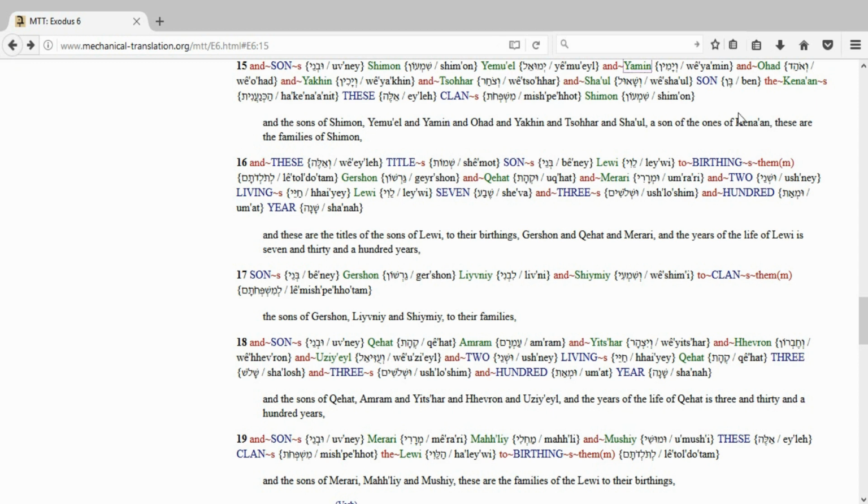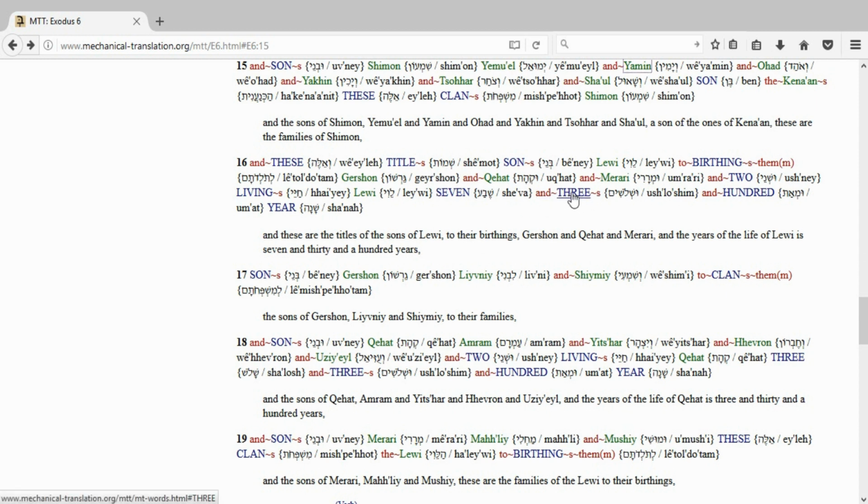Here we have the revised mechanical translation, and what this does is it takes the mechanical translation and rearranges the words so that it makes more sense in English. So, for example, here: and these titles, sons, two birthings them, Gershon and Kahat, and Merari, and two livings, Lewi, 7 and 3s and 100 year. Now that doesn't really make sense in English, but that's the order in Hebrew and how it reads basically in the Hebrew. But the revised mechanical translation: and these are the titles of the sons of Lewi to their birthings. Gershon, Kahat, Merari, and the years of the life of Lewi is 730 and 100 years.